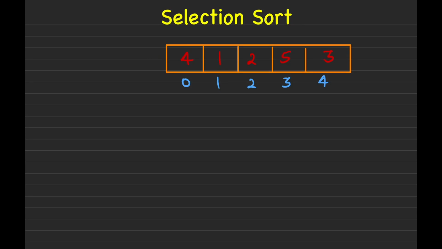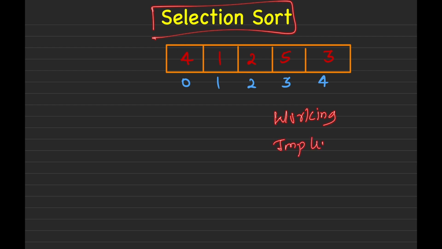So welcome to another video of the data structures using Java playlist. In this video, we will be looking at selection sort. We will be dividing this video into two parts. First of all, we will check the working of selection sort, and then we will see the implementation part of the selection sort. In the previous video, we discussed bubble sort.